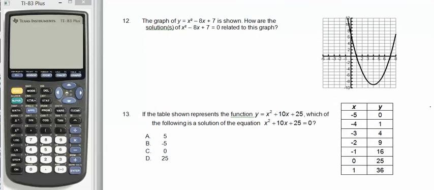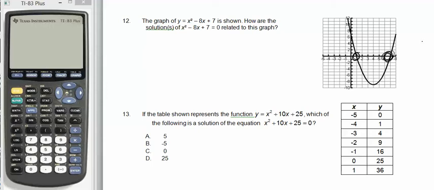All right. We don't need a calculator for this one either. They did the graph for us. The graph of y equals x squared minus 8x plus 7 is shown right here. How are the solutions of x squared minus 8x plus 7 equals 0 related to this graph? Well, they are going to be the x-intercepts, or the zeros, of the graph. So they're the x-intercepts, or the zeros, of the graph, and those would be also our solutions, 1 and 7.